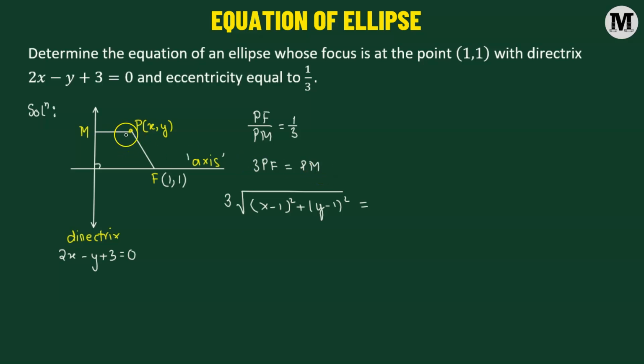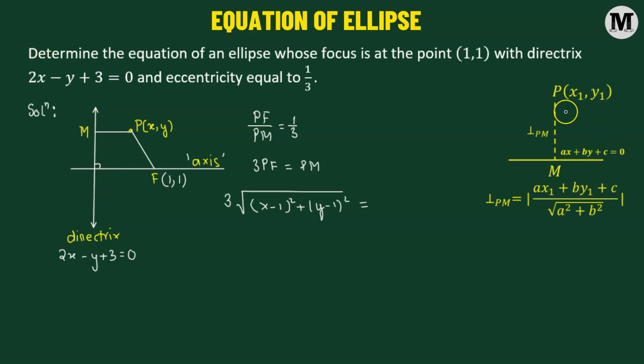That means the perpendicular distance of point P from the directrix line. There is a specific formula that we'll be using here. So here we have a point P with the coordinates (x1, y1), and we have a straight line with the equation ax plus by plus c equals 0. If we drop a perpendicular from point P on the straight line, meeting it at M, then the perpendicular distance PM will be given by the absolute value of ax1 plus by1 plus c divided by the square root of the sum of the squares of the coefficients of x and y.